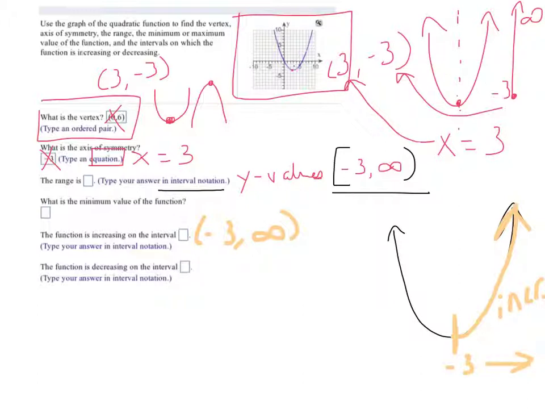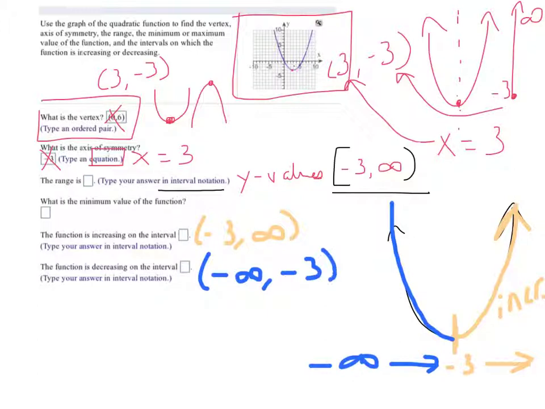Now for the decreasing part, I'm decreasing over here in the blue, so that's going from -infinity up to -3. At the very point of -3, this graph is neither increasing nor decreasing. It's kind of a flat line at this point, so that's why I'm not bracketing the -3 here. I hope this helps to clarify some of the parabola work. If you have questions, please let me know.